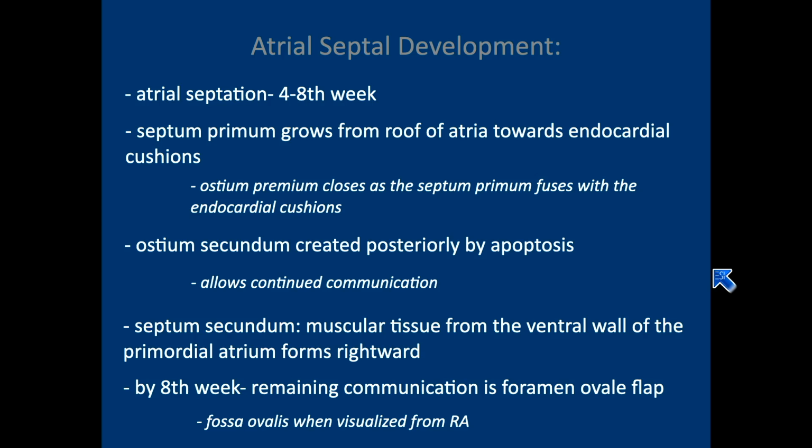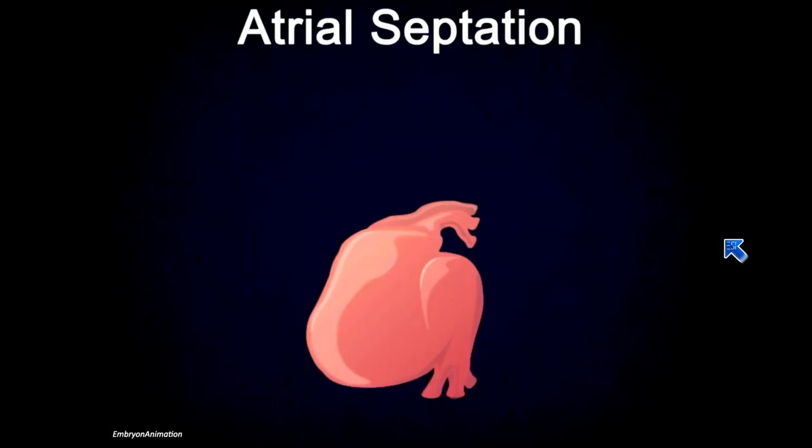So atrial septation happens very, very early in pregnancy, from the 4th to 8th week. The septum primum grows from the roof of the atria towards the endocardial cushions, or AV valves. And then there's this sequential closure of the ostium primum, which fuses with the endocardial cushions, creation of a new communication or hole by apoptosis, and subsequent formation of the septum secundum. By the 8th week of life, what you're left with is fetal circulation in the form of a foramen ovale flap.